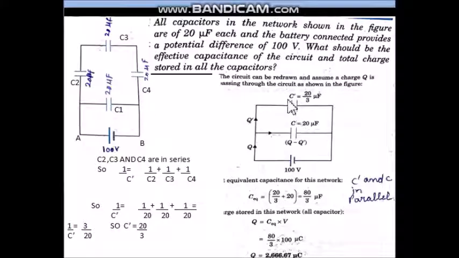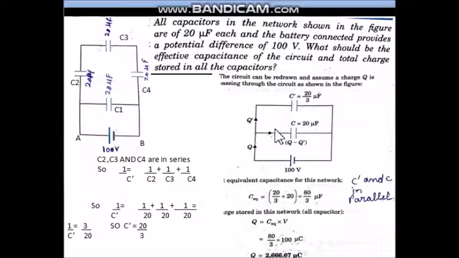Since C1 and C dash are in parallel, and for capacitors the answer of the parallel combination is obtained by direct addition of the capacitors, the net or equivalent capacitance is 20 by 3 plus 20. Let us take LCM, so it will become 80 by 3. So the final answer is 80 by 3 microfarad. So we have solved the net capacitance this way.